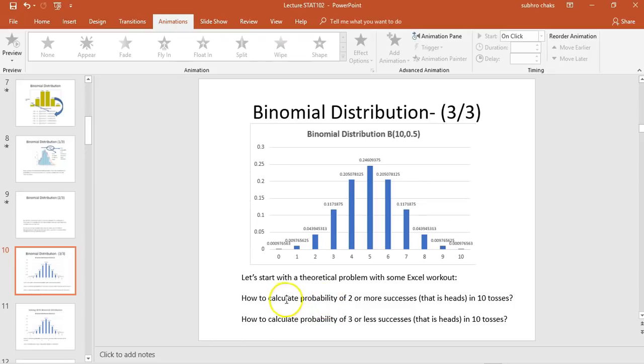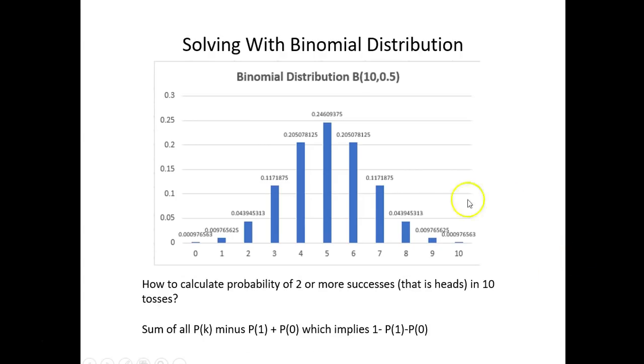The first question was how to calculate the probability of 2 or more successes, 2 or more heads in 10 tosses. For calculating that, I basically have to find out what 2 or more successes are. So 2 or more successes can be 2 successes, 3, 4, 5, 6, 7, 8, 9 or 10 successes. So I have to add all these probabilities: 0.4394 plus 0.117 plus 0.205 plus 0.246 plus 0.205 plus 0.117 plus 0.043 plus 0.009 plus 0.0009.